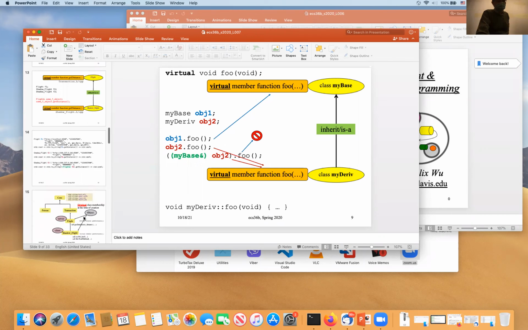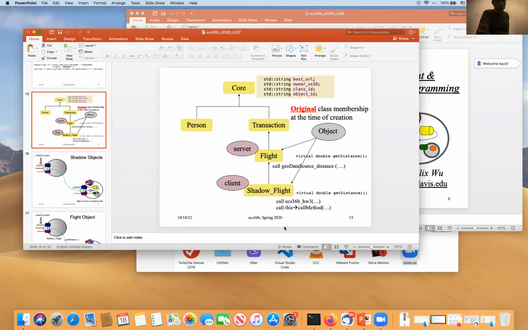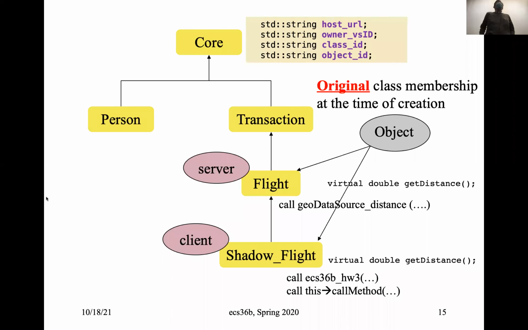And based on this concept, we actually utilize this in homework assignment number 3 to come up with virtual functions, but expand our class hierarchy, or inheritance hierarchy, from transaction to fly, which we already talked about a little bit last time, but we extended to Shadowfly. And they actually have a virtual function called get distance.